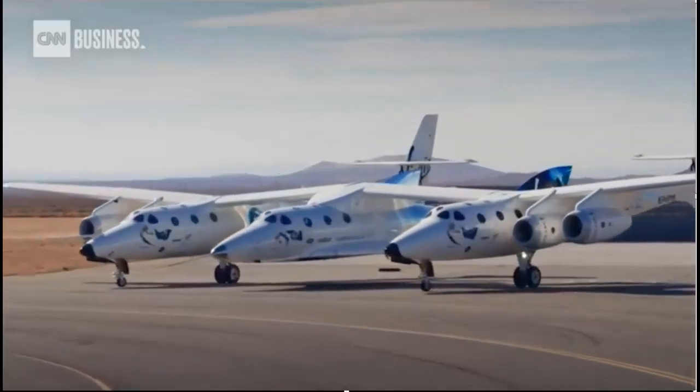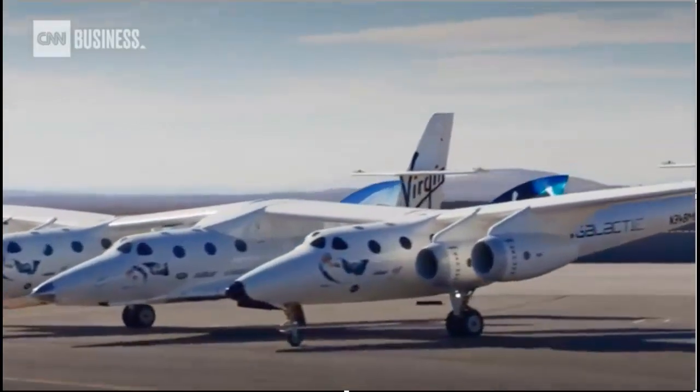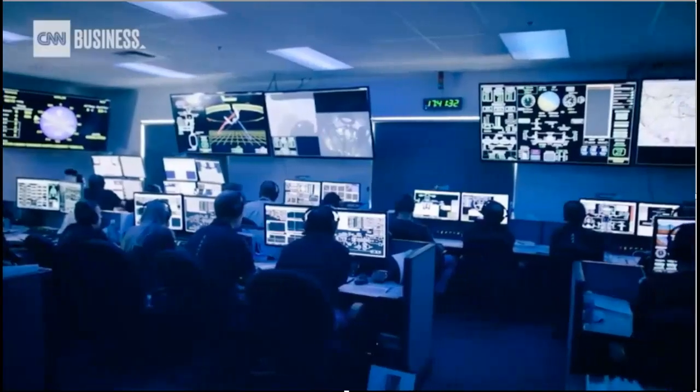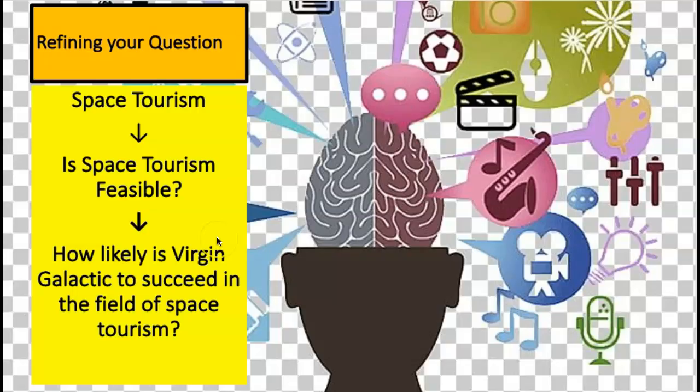In recent years, Galactic and other private companies have emerged as leaders in manned spaceflight, as government agencies like NASA have shifted focus to deeper space exploration.